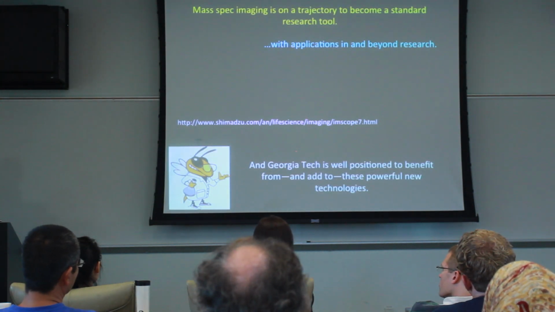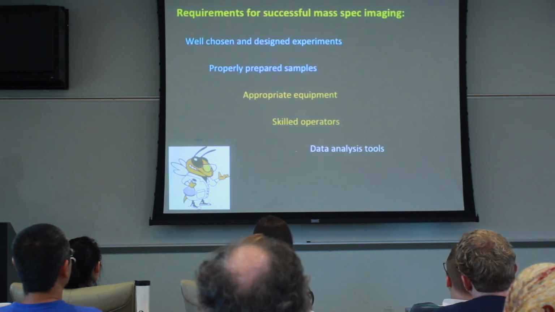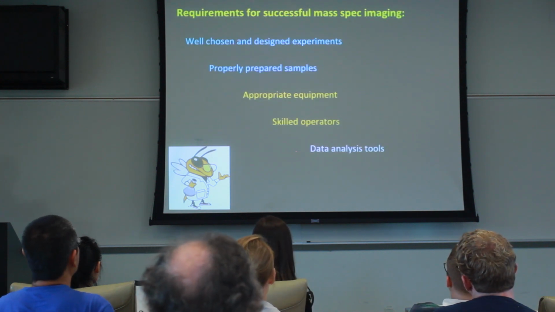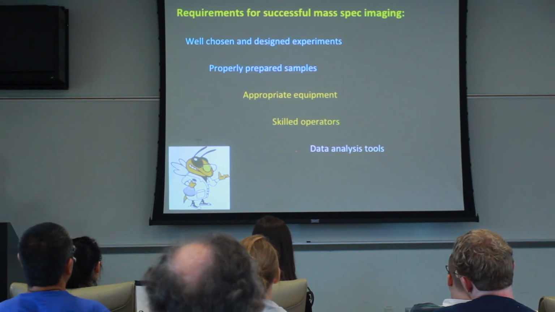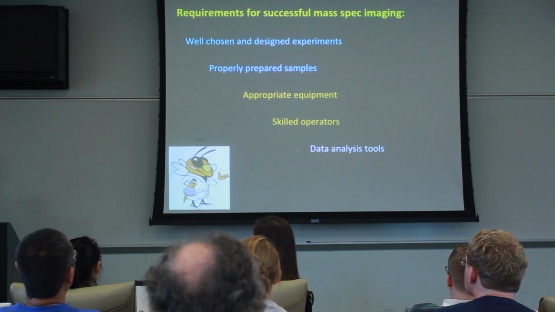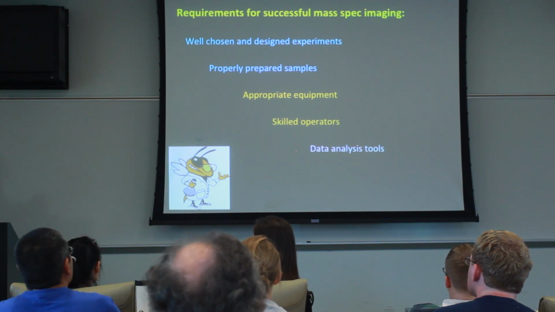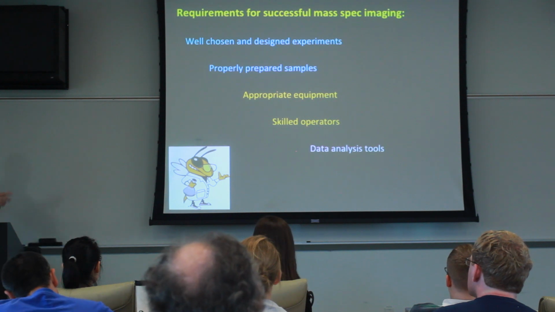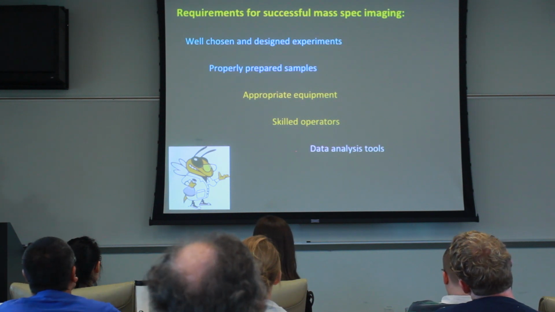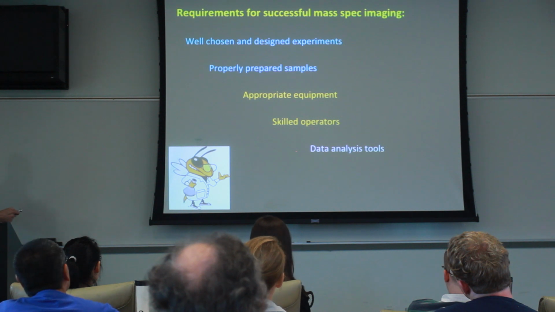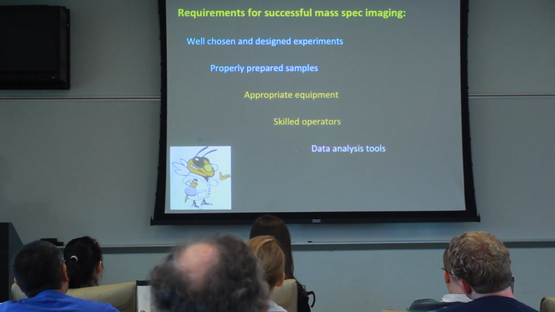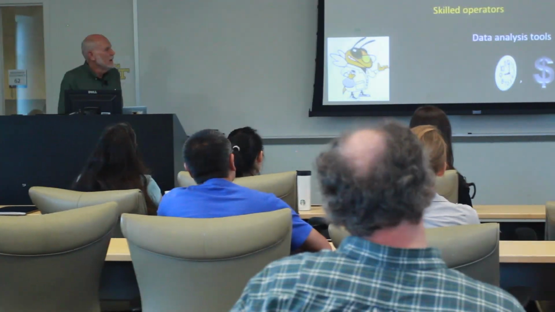the characteristics of this is that mass spectrometry is successful when we have well-chosen and designed experiments. That's why I indicated a minute ago that as much as possible, if one can use a powerful technique like genomics to suggest to you what you really want to look for, but there are other ways, of course, you can get to that. Properly prepared samples, as you heard about several times, appropriate equipment, which we have here at Georgia Tech, skilled operators as well we have, and the data analysis tools. We can get data sets that are useful for the kind of studies I've indicated.